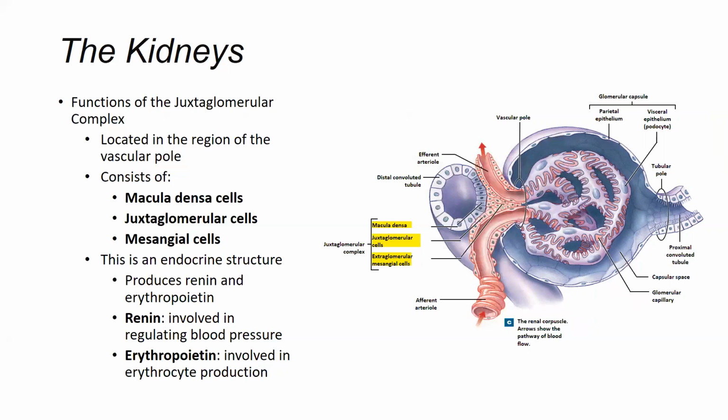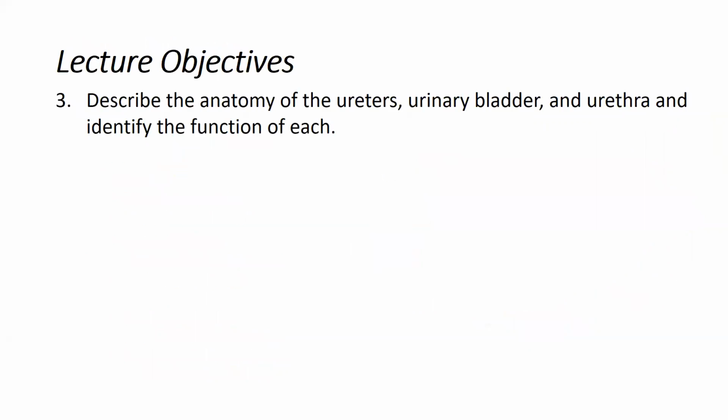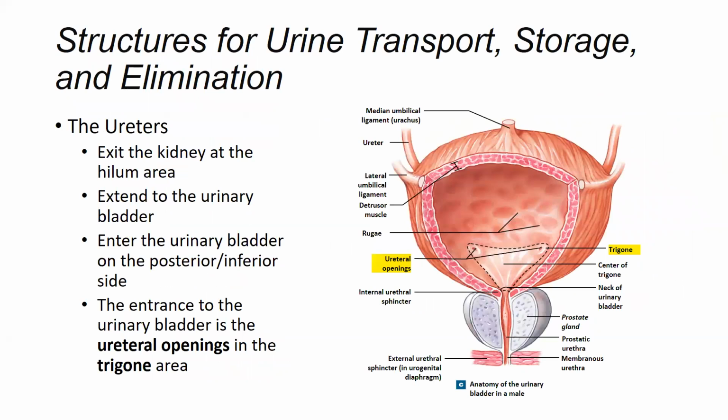The second endocrine function is the secretion of erythropoietin, and erythropoietin is responsible for new red blood cell production. Okay. Let's move on to our third objective, which is to look at the remainder of the collecting structures for urine. So that's the ureters, the bladder, and then the urethra.